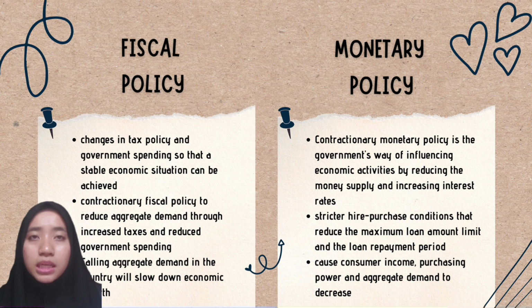Contractionary monetary policy is the government's way of influencing economic activities by reducing the money supply and increasing interest rates so that the national economy is always in a stable state. The action of the central bank to increase the statutory reserve ratio will affect the amount of cash that commercial banks need to keep at the central bank. The central bank can also control the money supply in the economy by raising interest rates. The cost of borrowing and the borrower's debt burden will increase, further causing the amount of loans made by the community to decrease. This will cause consumer income, purchasing power, and aggregate demand to decrease. When the general price level decreases, inflation can be overcome.